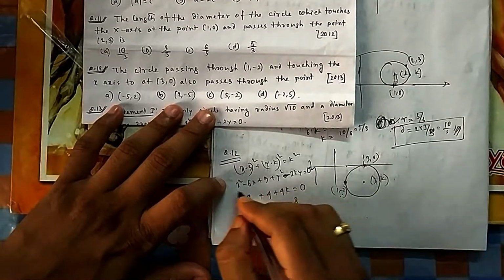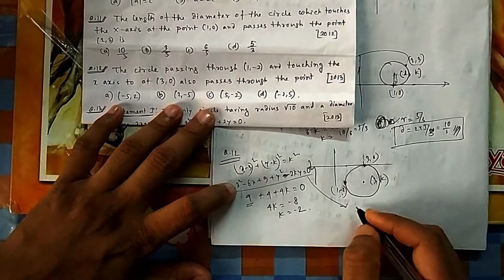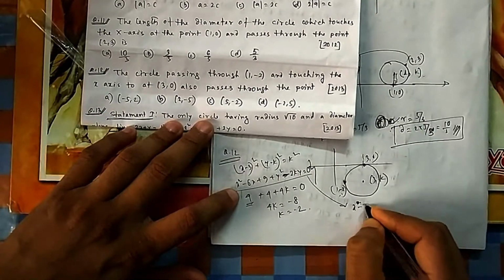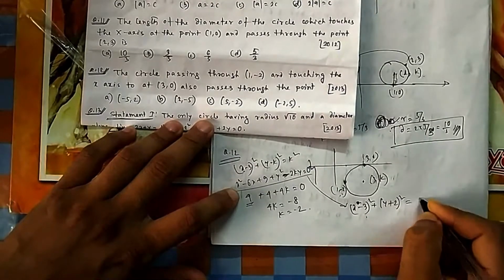So if you put it now in the original equation, this becomes, or you can write it in this way also, (x minus 3) whole square, then (y plus 2), let me write it in this way.